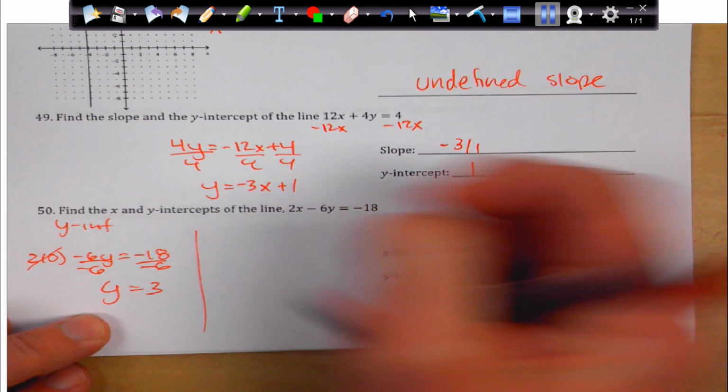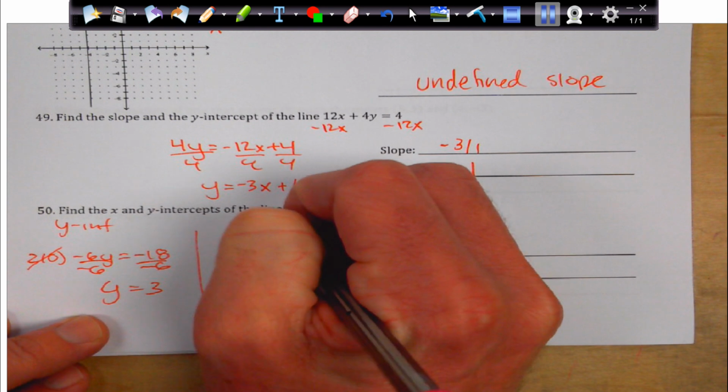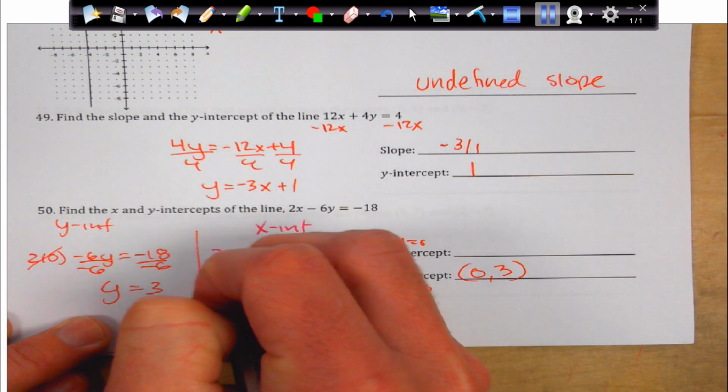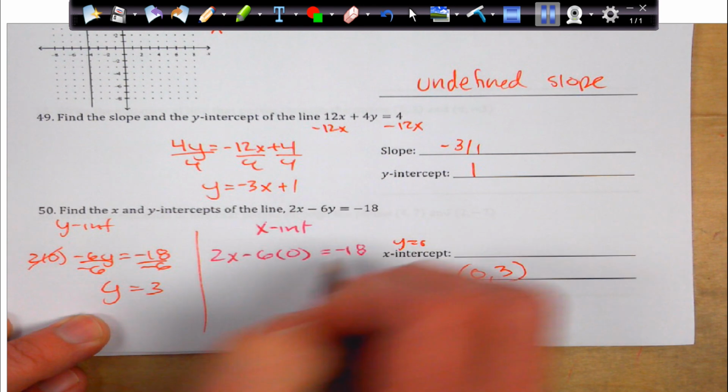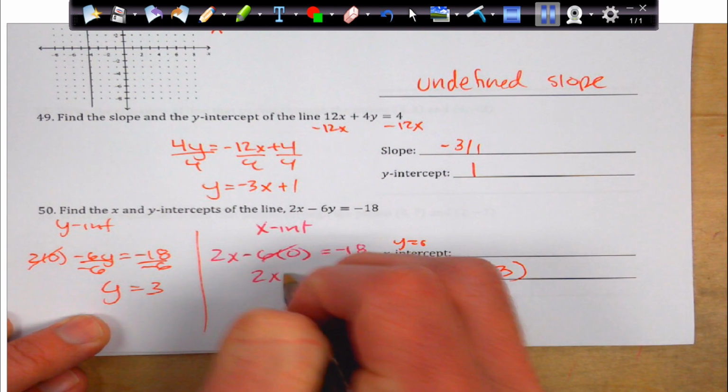For my x-intercept, I get 2x minus 6. Plug in 0 for y. That goes away, so I get 2x equals negative 18.